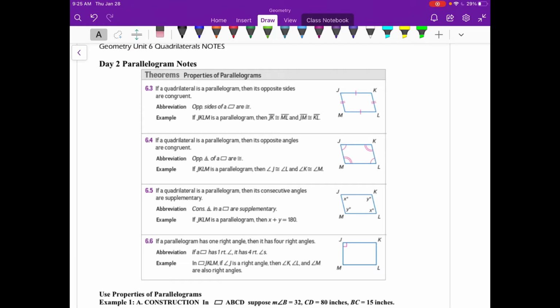So this is on parallelograms. A parallelogram should be a shape that you're already kind of familiar with, but we'll get into what that actually means for the shape. Starting off with a couple of theorems.